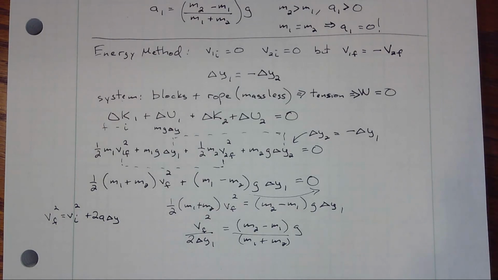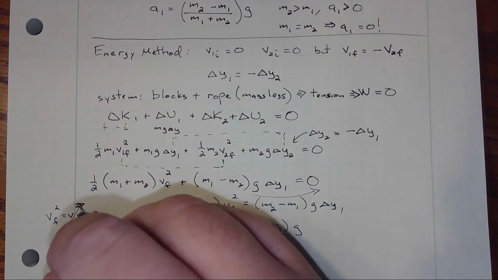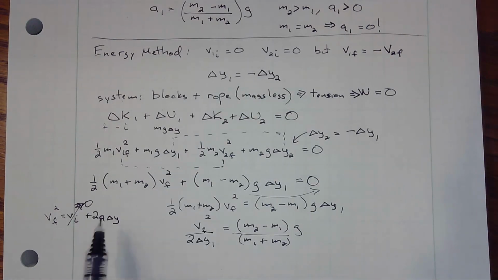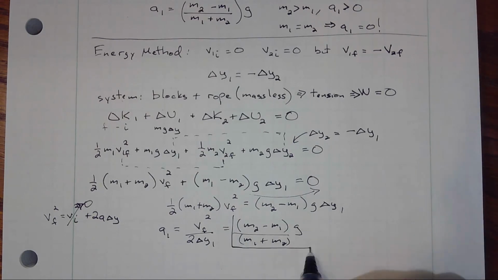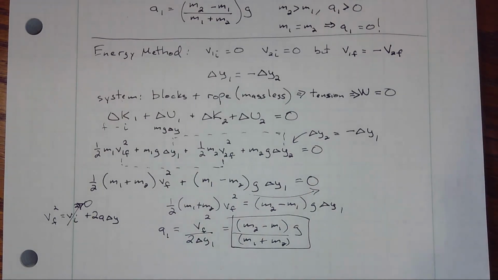Notice that since my V initial is equal to 0, my a, if I were to solve for it, I just divide by 2 and divide by delta y, and so this gives me the same acceleration. So whether I look at this as an energy problem or whether I look at it as a force problem, I still get the same result. Again, this is the acceleration with a massless pulley for an Atwood machine. And so this is just to set the context for the next video, which is where we're going to give the pulley some mass, which is what you're going to be looking at in this week's lab.